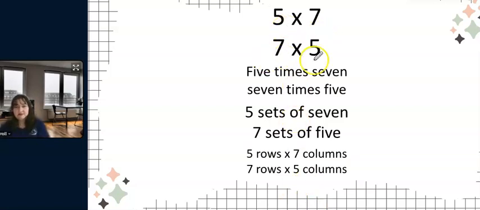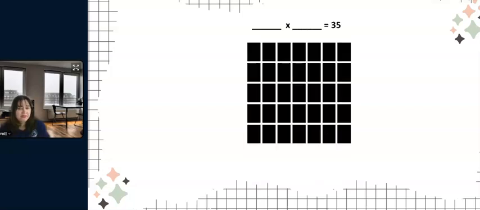5 times 7, 7 times 5, 5 sets of 7, 7 sets of 5, 5 rows, 7 columns, 7 rows, 5 columns. What's my answer? 35. Hopefully you got all of that.